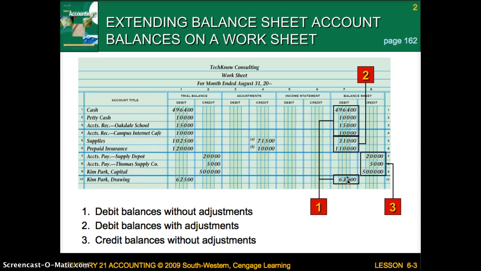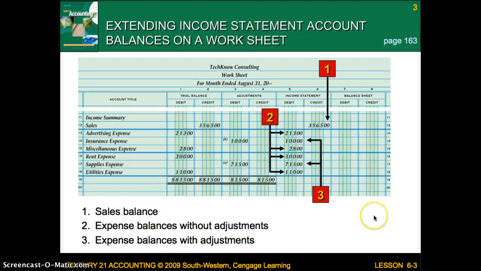Then we'll do the debit balances that do have adjustments, which would be supplies and prepaid insurance. We're going to take our trial balance number, subtract out that credit, and here's what we'll get. $310. Here's our prepaid insurance minus our credit. We have $1,100. Then we'll do our credit balances without adjustments, and those would be here. Then we're going to go over to our income statement balances.